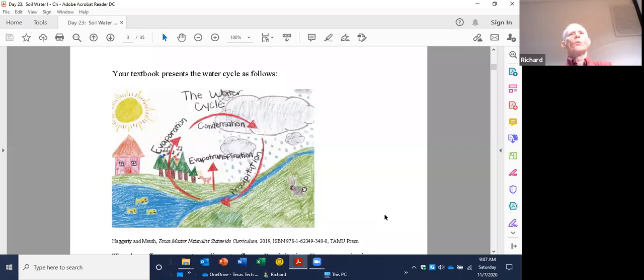A week or so ago in Lubbock, we had snow, sleet, hail. Those were different types of precipitation that we have. Again, the nice thing about this water cycle is you can see the circular nature of it. Condensation, precipitation, evaporation. The water goes around that cycle.